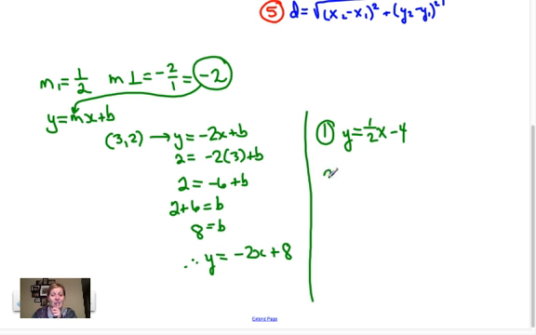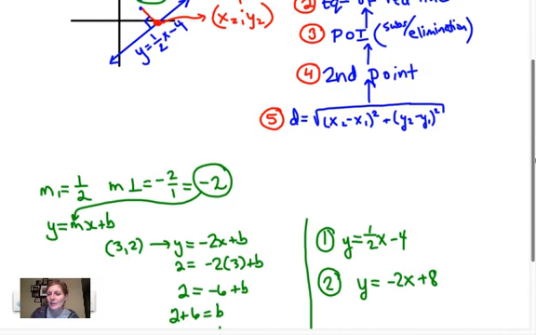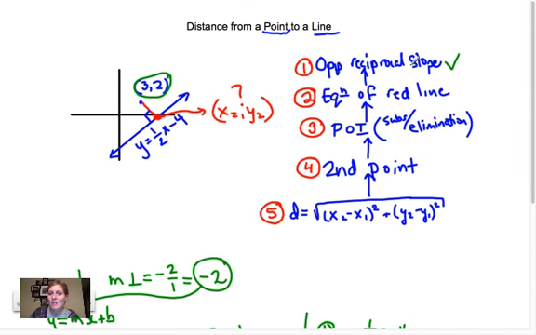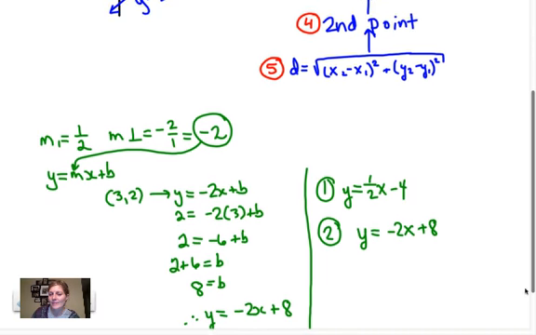And I have equation 2 that is y is equal to negative 2x plus 8. All right, so now what I want to do is find the point of intersection between these two equations. Let's go back up and see what we figured out so far. We've got the opposite vertical slope, we've got the equation of the red line, now we're trying to find out what the point of intersection is.